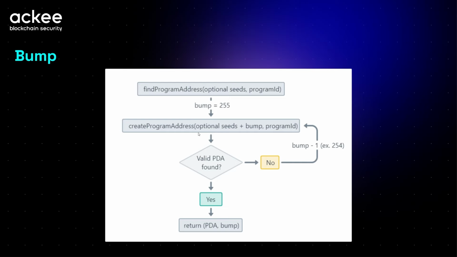So this time the seeds are the same, the program ID is the same, but the bump is decreased by 1. And this is done in a loop, until we find the valid PDA, and then we have created the program-derived address from the seeds, the program ID, and the bump. You will see more in the hands-on example how it is utilized within the Anchor programs.